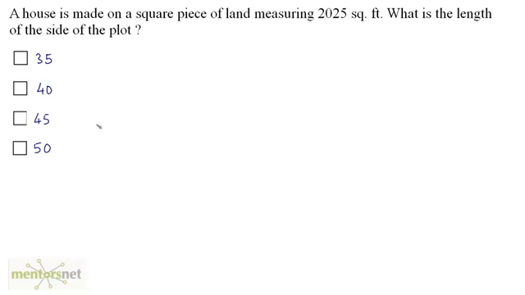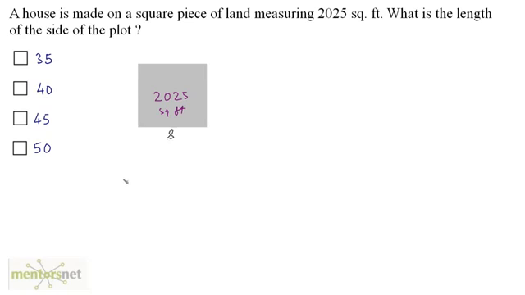A house is made on a square piece of land measuring 2025 square feet. What is the length of the side of the plot? So the piece of land is a square, and you have been given the area of this land, that's 2025 square feet, right? And you have been asked what is the length of the side of the plot.